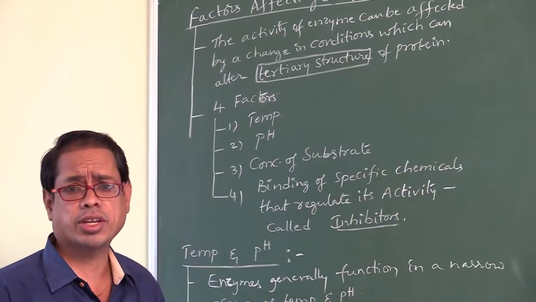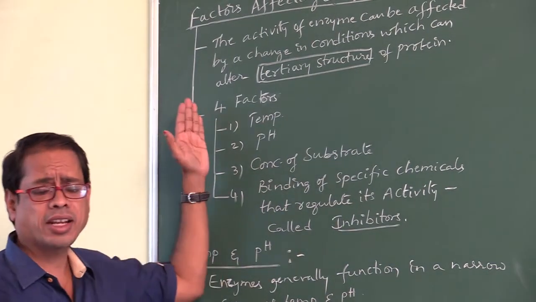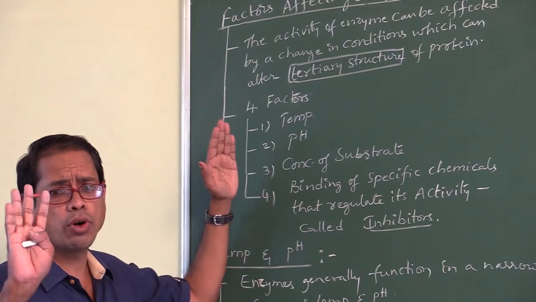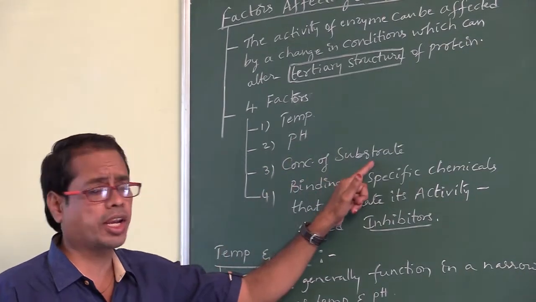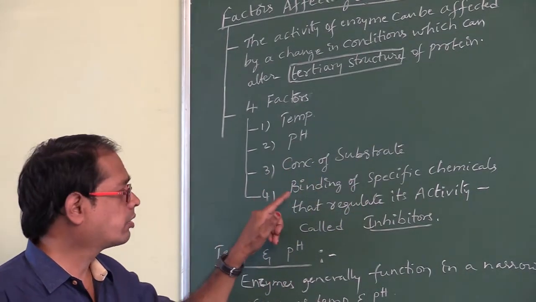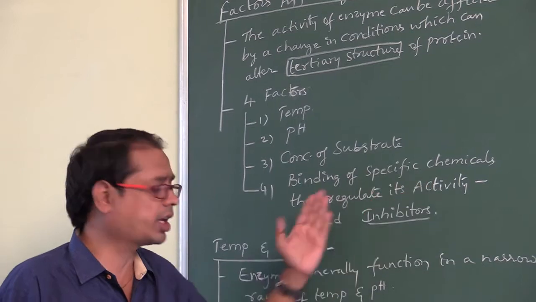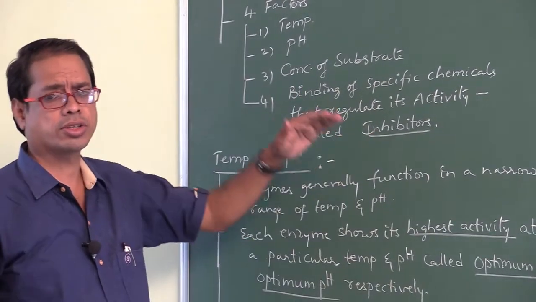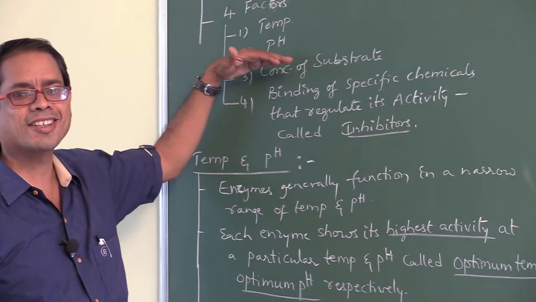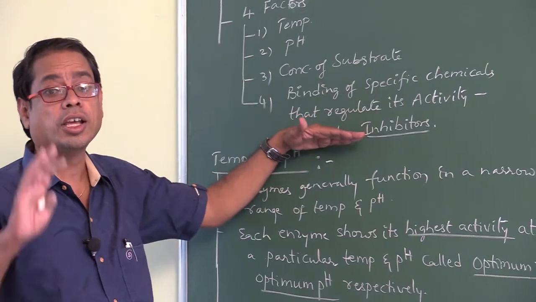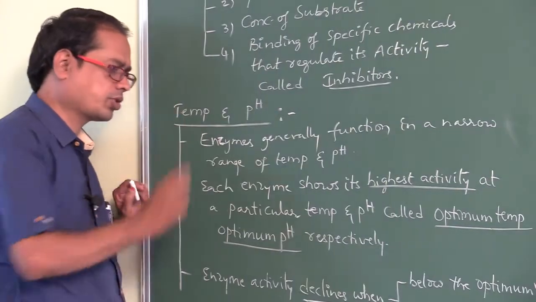Why are we saying protein? Enzymes are chemically made up of proteins. Next, the factors affecting enzyme activity are 4 factors: temperature, pH, concentration of the substrate or substrate concentration, and fourth, binding of specific chemicals that regulate its activity, which are called inhibitors. So what are the 4 factors? Temperature, pH, concentration of substrate, and inhibitors.